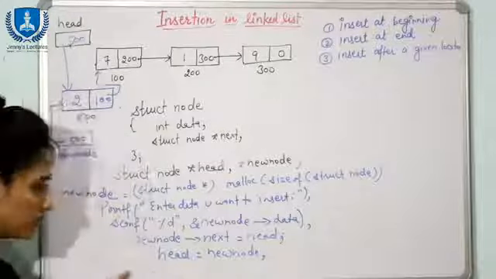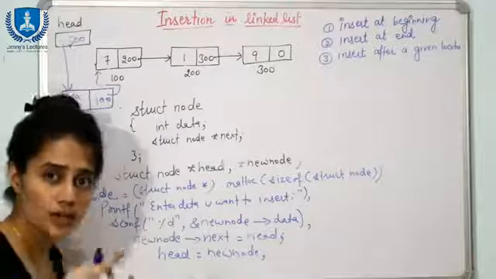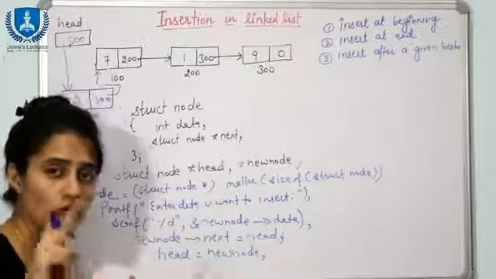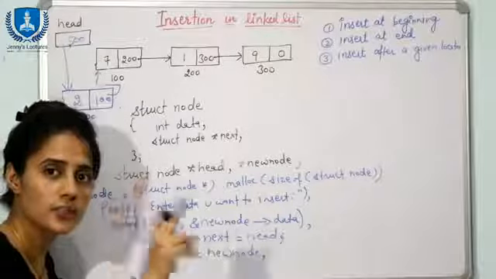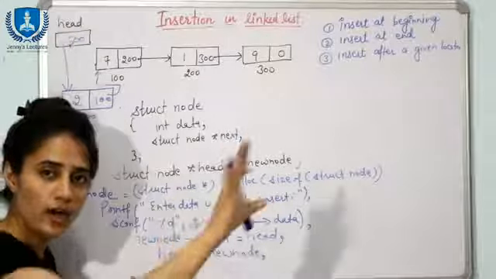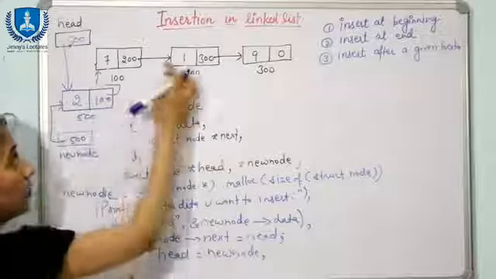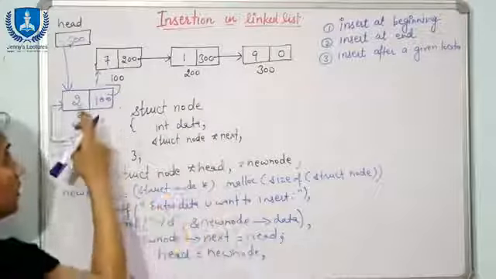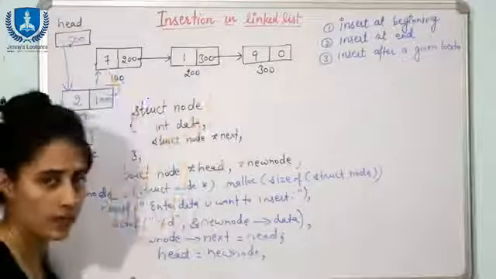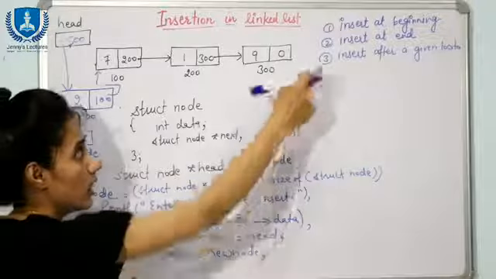Fine. And after this, if you want to display the list, whatever the code for display is, we have already discussed in the previous video. You simply write down that code, and now the newly created list will be displayed, that is 2, 7, 1 and 9. So this is how we are going to insert at beginning.